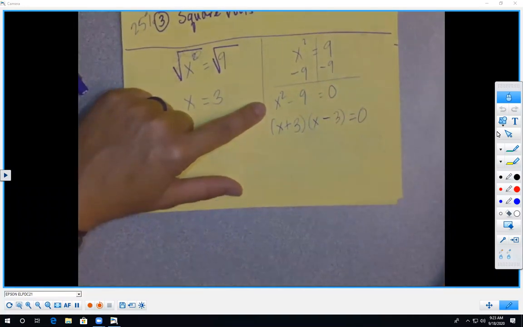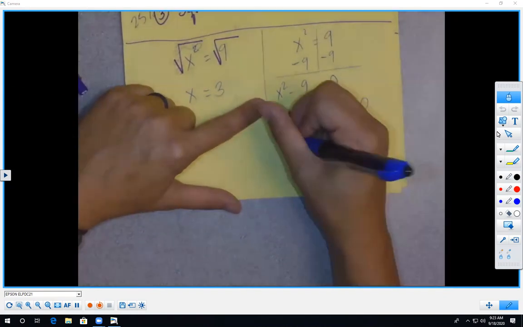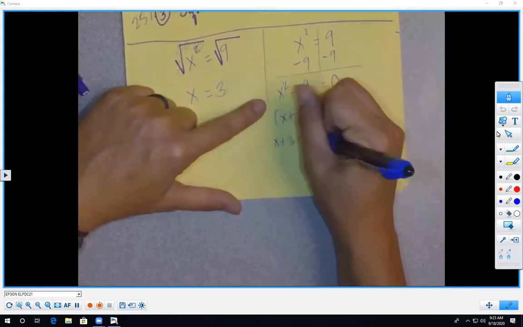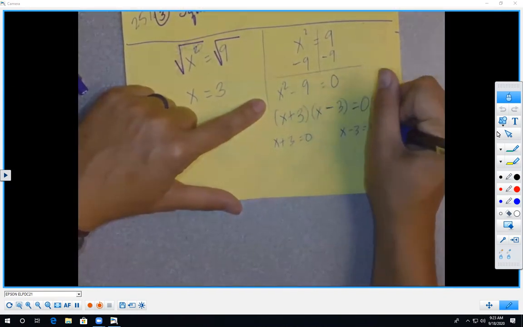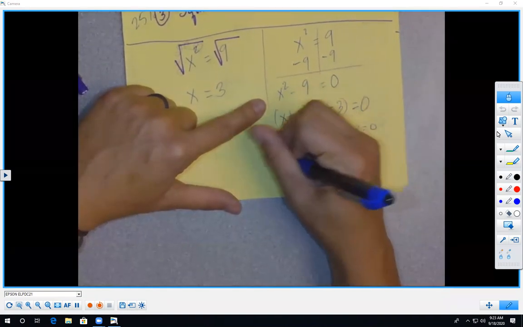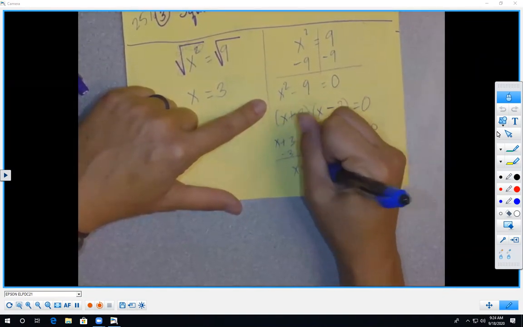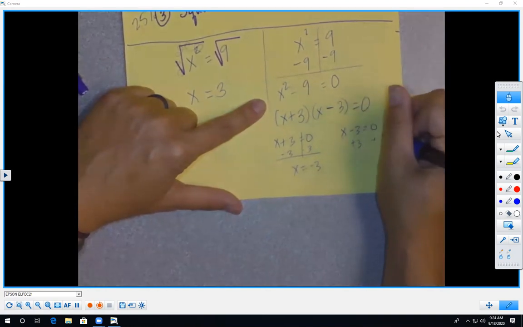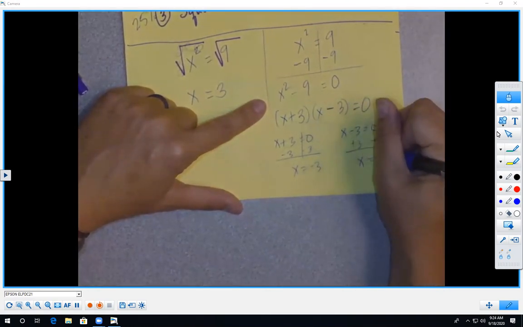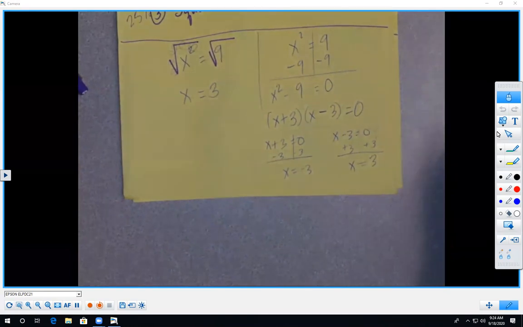And now how do I solve that? Set them both equal to 0 and solve. So x plus 3 equals 0. X minus 3 equals 0. Subtract 3 on the first one, I get x equals negative 3. Add 3 on the second one, I get x equals positive 3.